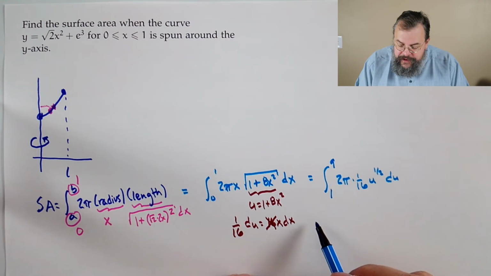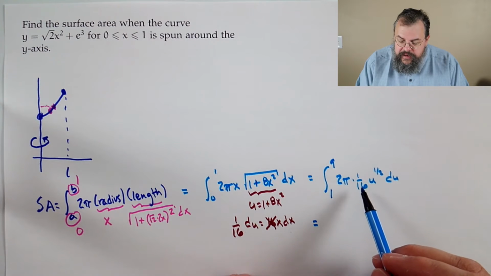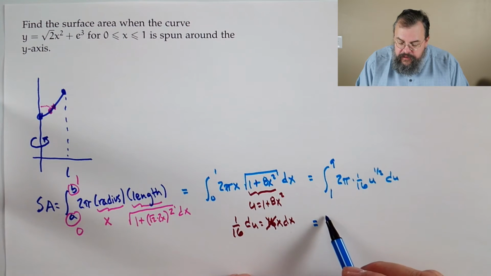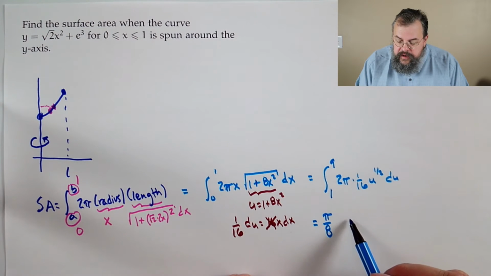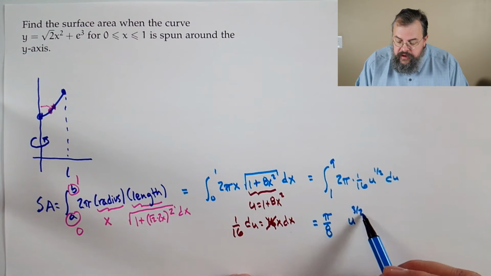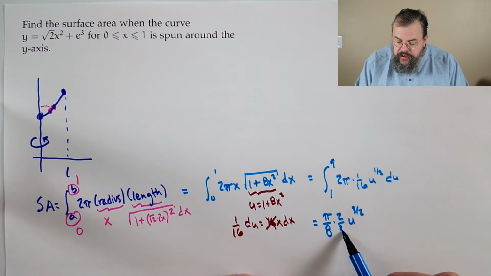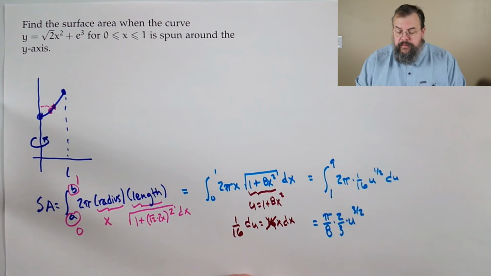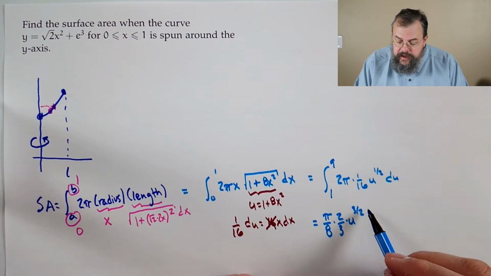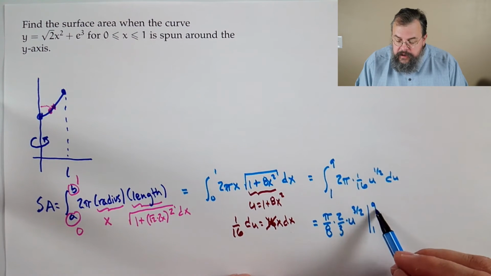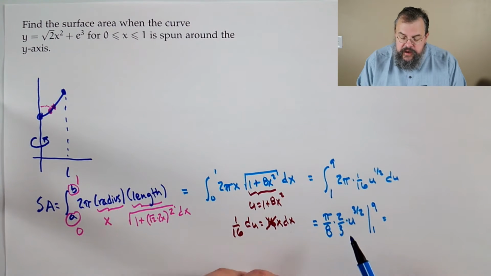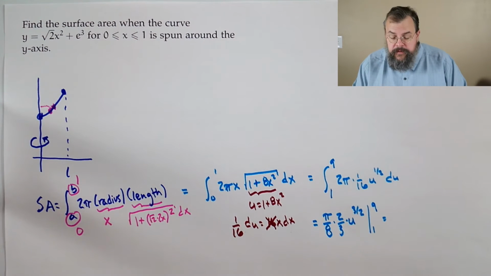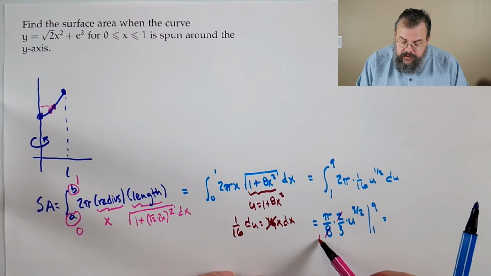Okay, so what do we have here? Well, 2 times 1/16, that's 1/8. Then there's a pi, so I'll write a pi over 8 in front. Integral of u to the 1/2, u to the 3/2, and then we're going to put a 2/3 in front. Because remember, flip it over. All right, and evaluate that from 1 to 9. Well, you can do a little bit of cancellation. The 2 and the 8 cancel, leaving you with the 4 downstairs. And 4 times 3 is 12.